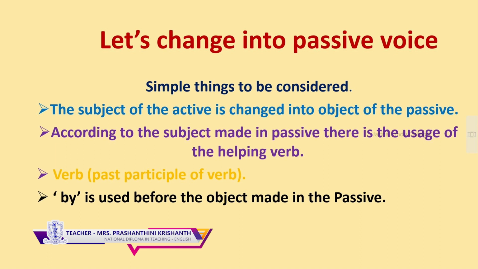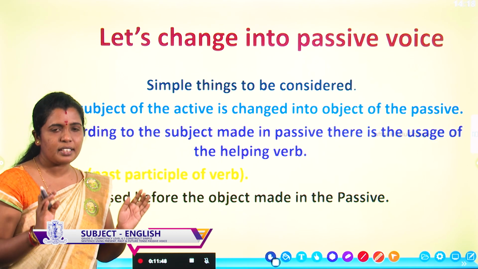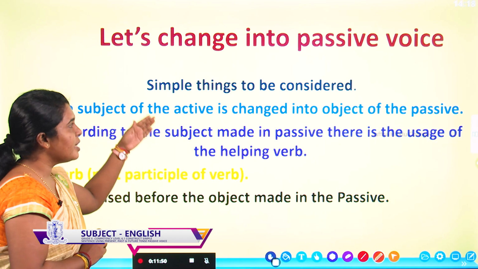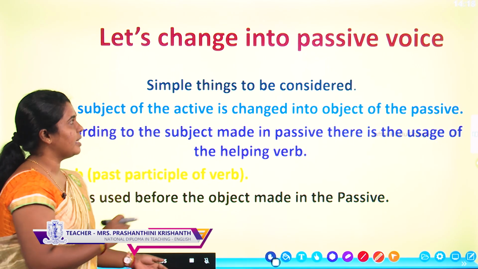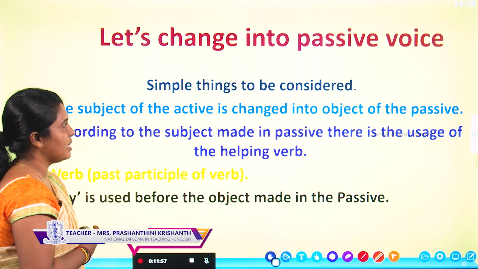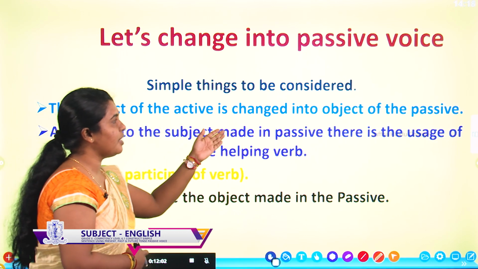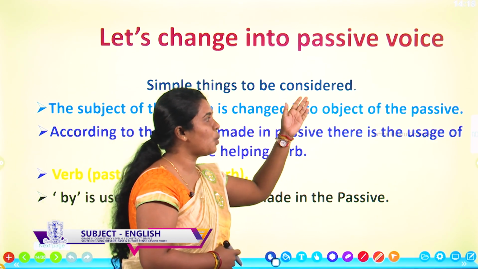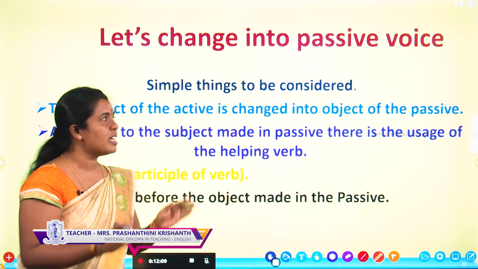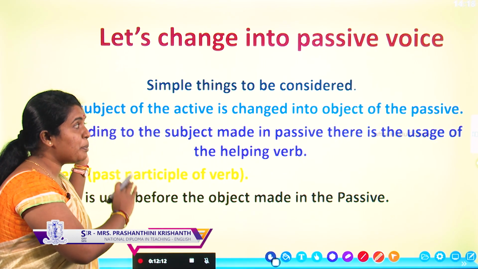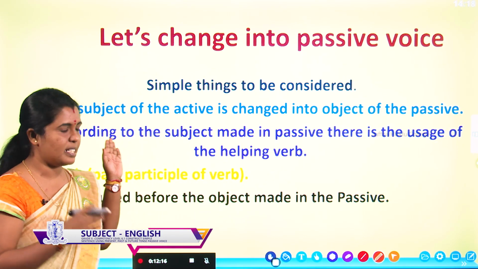Right, let's change into passive voice. When you change one active voice sentence into passive voice, there are some tips to be followed or to be considered. Right, simple things to be considered. Look at the first one. The subject of the active is changed into object of the passive, right? In the active sentence, there should be a subject. It will be changed as an object in the passive voice sentence.